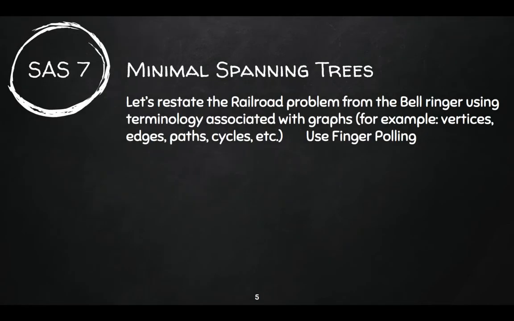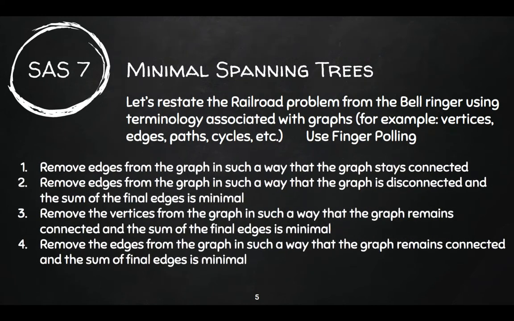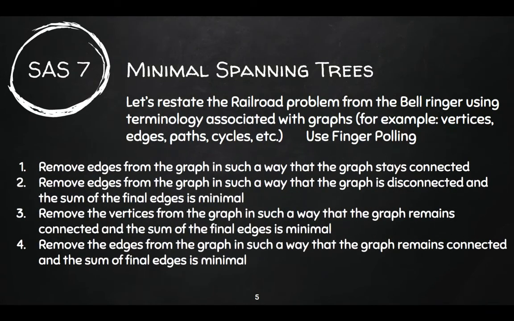All right, minimal spanning trees. Let's talk about that. Let's restate the railroad problem from the bell ringer using terminology associated with graphs. For example, we're going to use vertices, edges, paths, cycles, etc. It says to use finger polling, and that's simple. You vote for one of them. You choose answer 1 with 1 finger, answer 2 with 2 fingers, and so on. So let's restate the railroad problem.